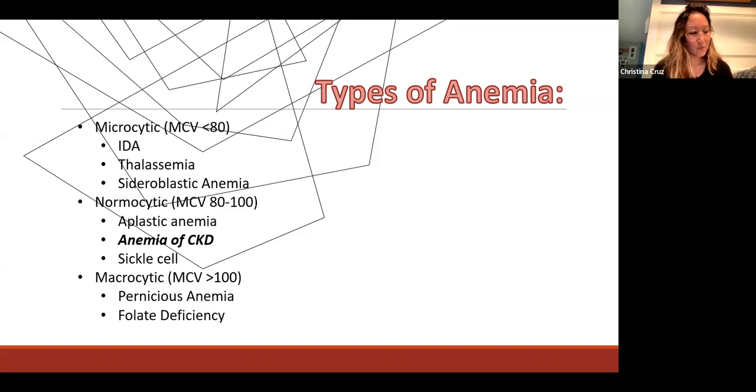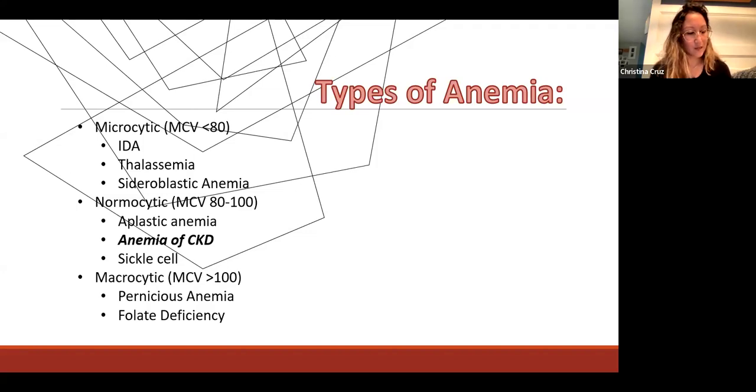And sideroblastic is when the bone marrow produces ringed sideroblasts instead of healthy red cells. And this can be genetic or acquired. Normocytic is, as it sounds, normal-sized RBCs and can include aplastic anemia, which is a rare bone marrow failure disorder, not producing enough blood cells. Also includes anemia of CKD and sickle cell.